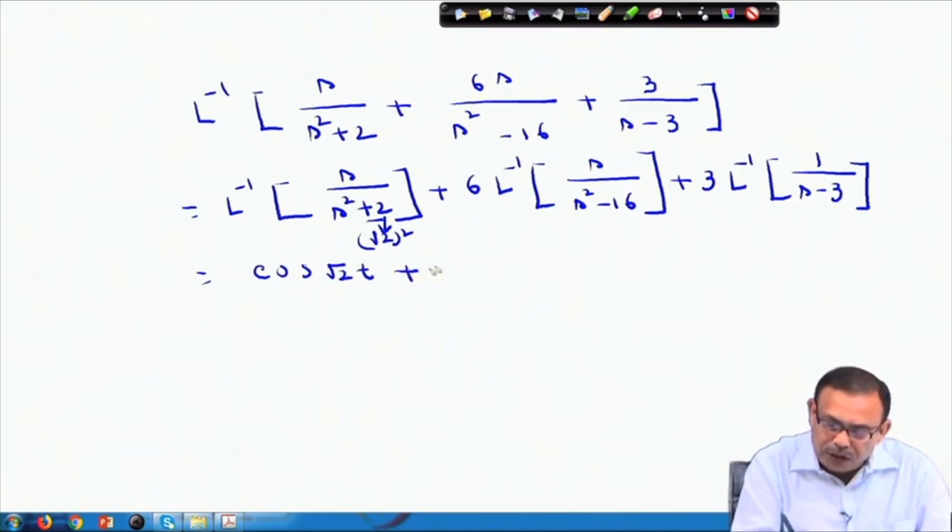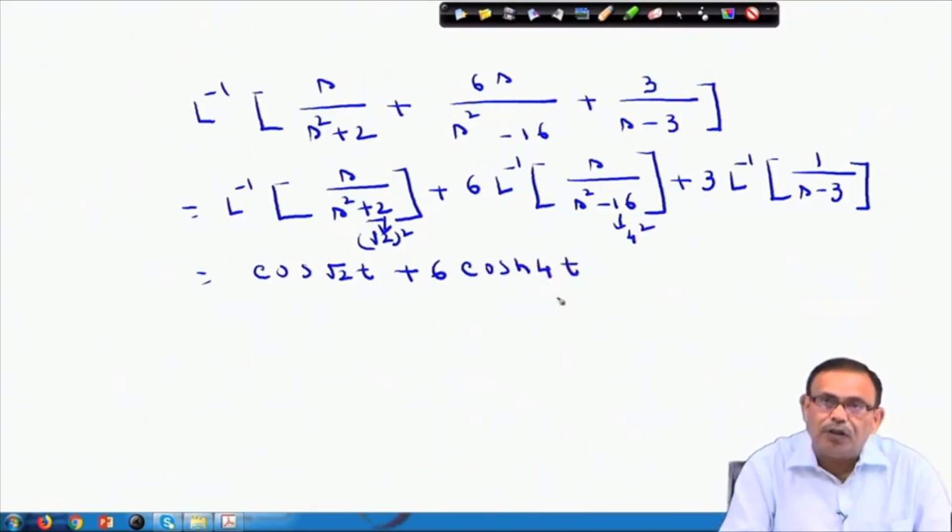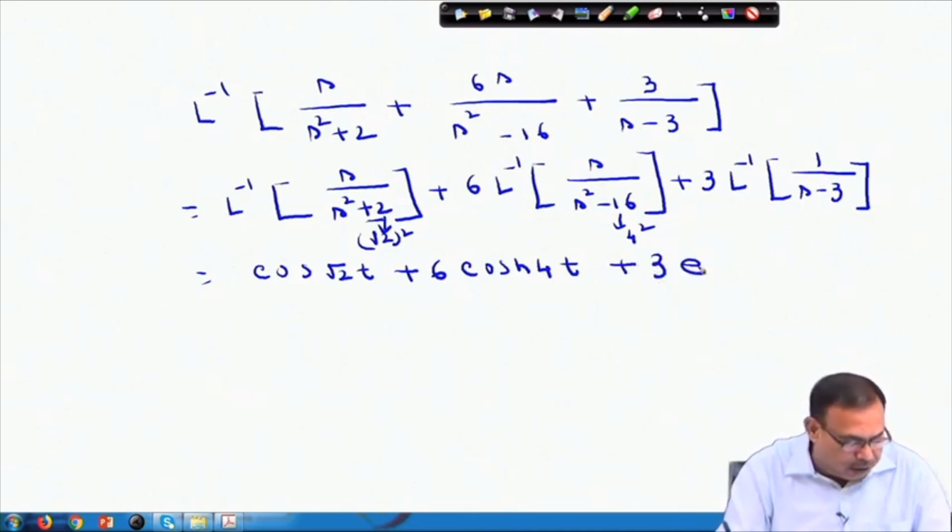Plus 6 into s by s square minus 16. This again you can write as s by s square minus 4 square, so this is nothing but cos hyperbolic 4t. Please remember that the Laplace transform of cos hyperbolic a t is s by s square minus a square. And the last one, 1 by s minus 3, is e power 3t.